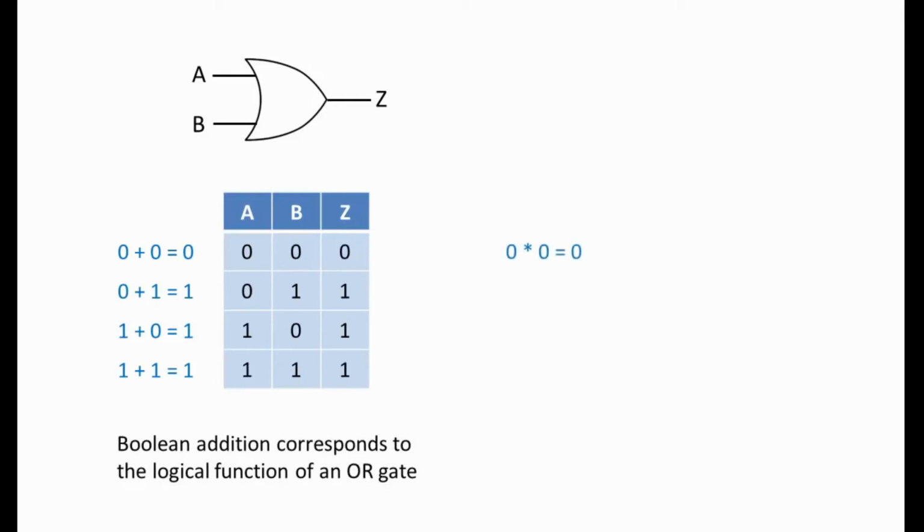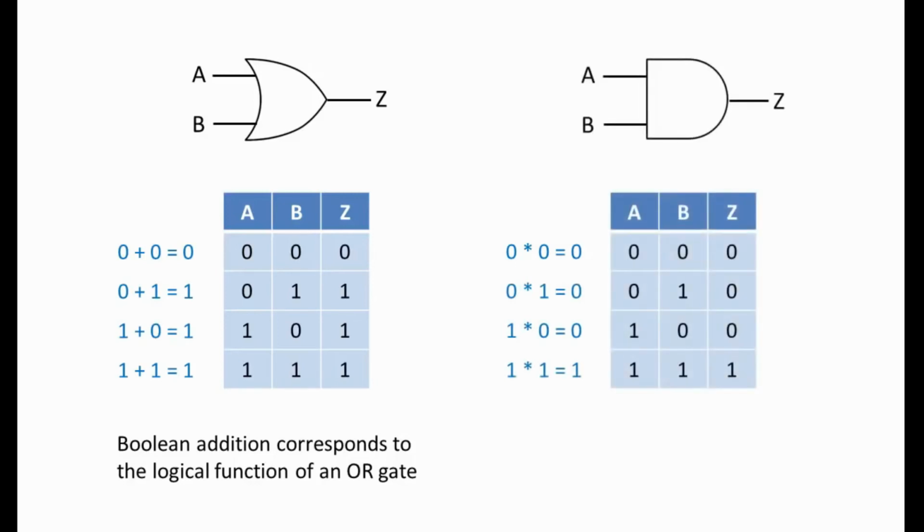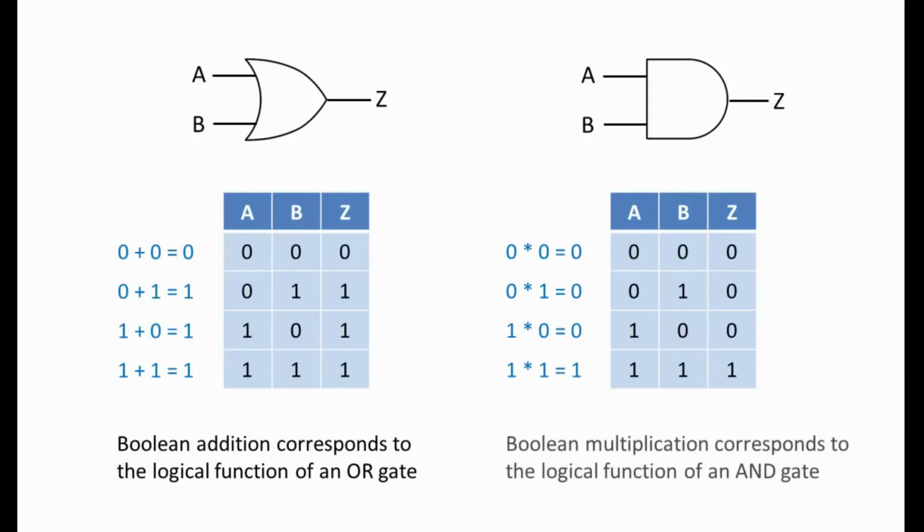Now look at these multiplication operations. No surprises here at all. Compare these with the truth table for an AND gate. Here you can see that Boolean multiplication corresponds to the logical function of an AND gate. By the way, there's no such thing as Boolean subtraction. That would imply the existence of negative numbers, but there is only 1 and 0. There's no such thing as Boolean division either, because division is actually repeated subtraction.